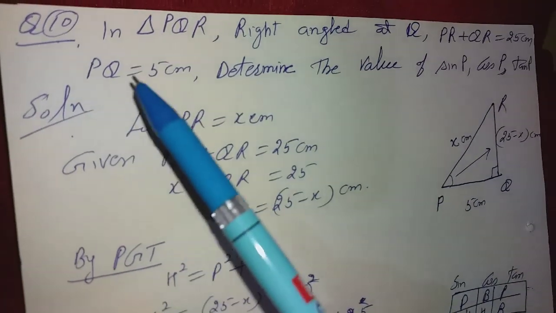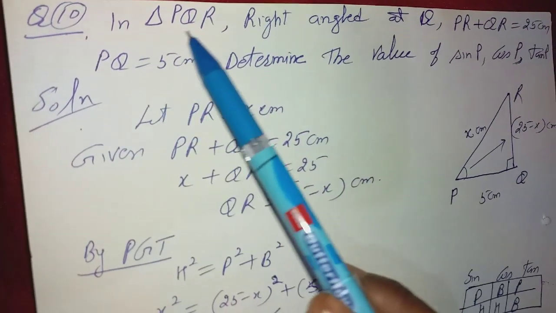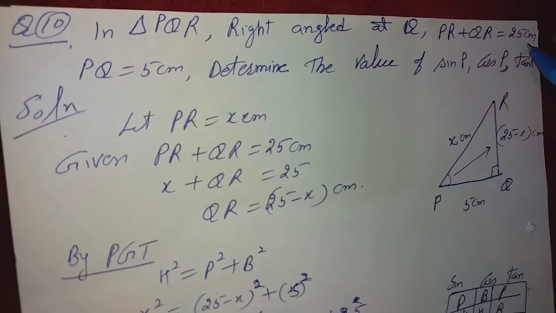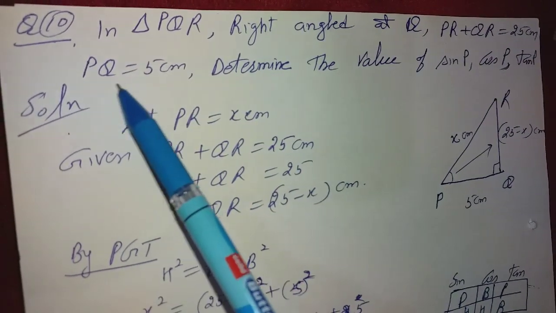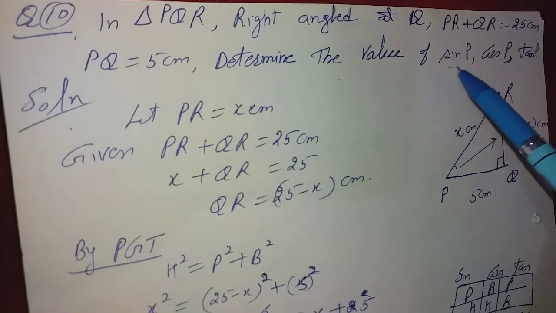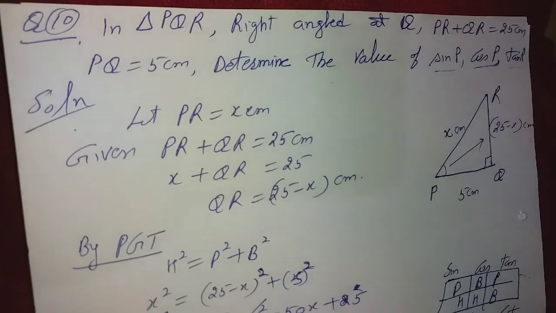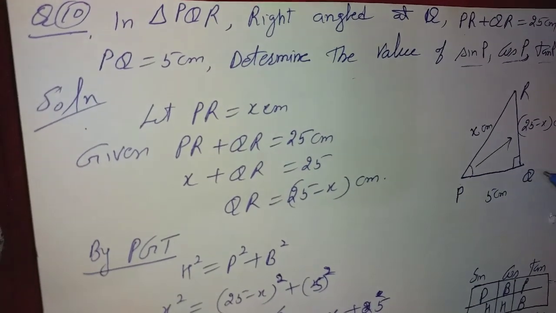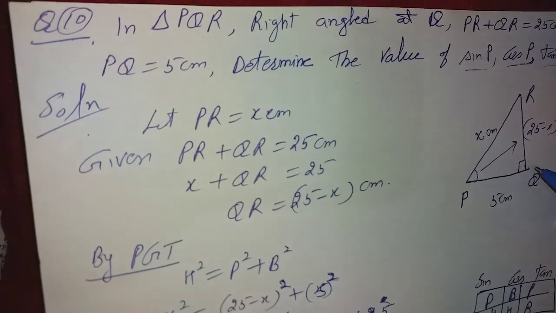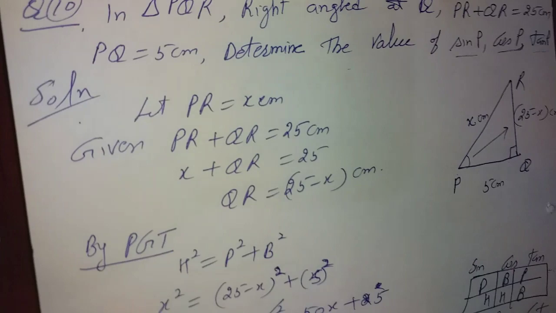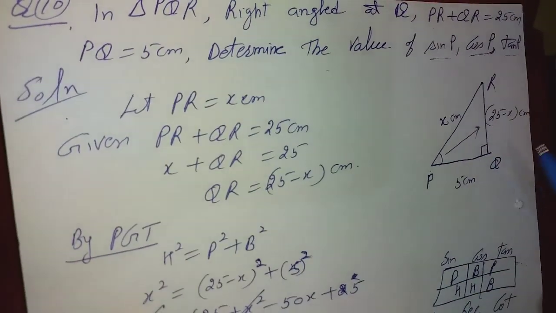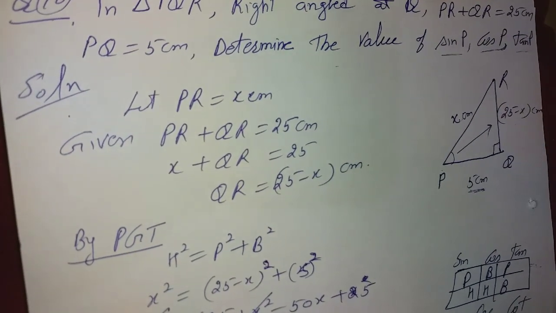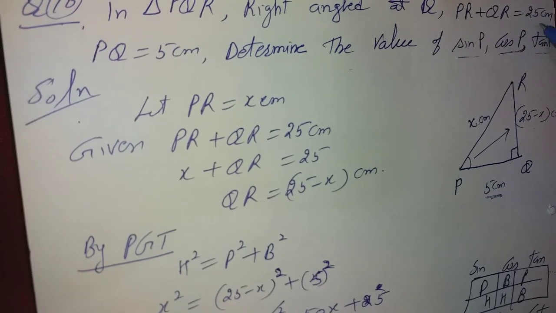Question number 10. First of all we will again read the statement. In triangle PQR, right angle at Q, PR plus QR is 25 centimeter and PQ is 5 centimeter. Determine the value of sin P, cos P, tan P. So let triangle PQR be one in which Q is the right angle. Only one side is given, PQ, which is 5 centimeter. The other sides are not given, but their sum PR plus QR is 25.